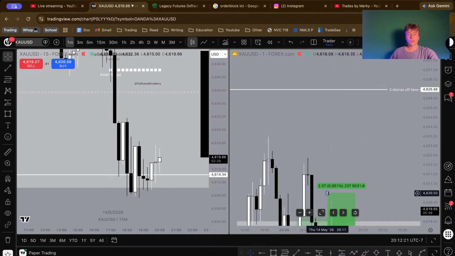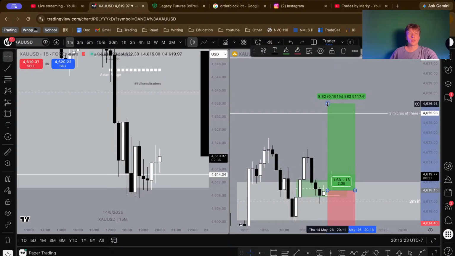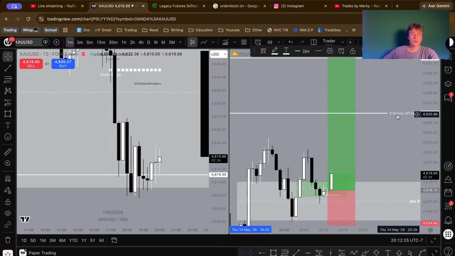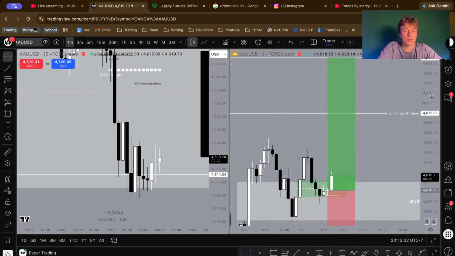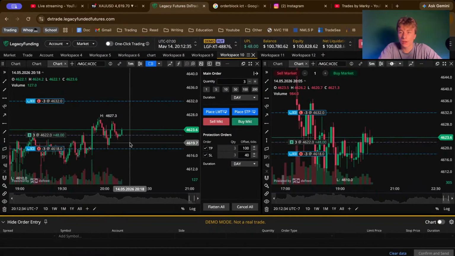And then our take profit is going to be the same. Let's see if we can get there. But now I'm only in with 3 micros, so let's take off 2 micros here, and we'll take off the last micro at the top. We'll TP there. So I'm in again on legacy.